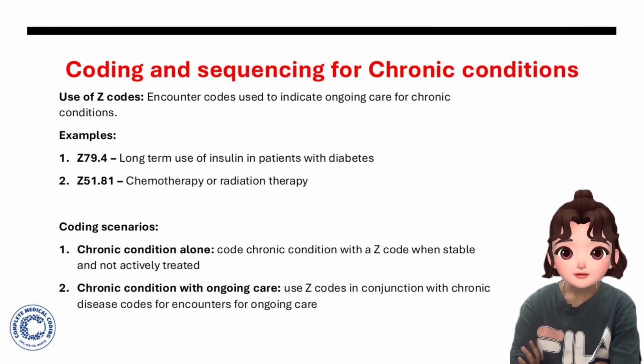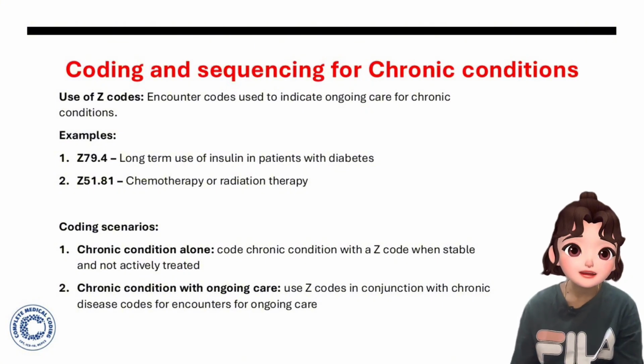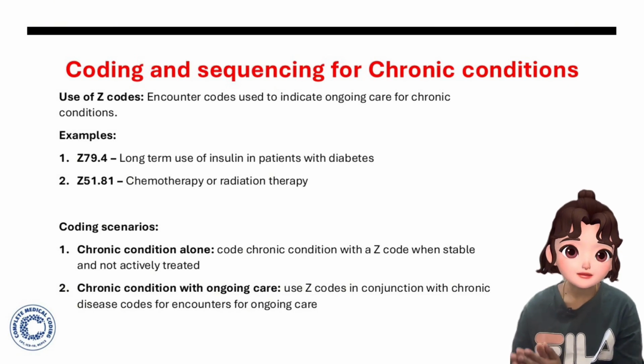Now, coding scenarios. Chronic condition alone. When do we use the chronic condition alone? Code the chronic condition alone when it is stable and not actively treated. When the treatment is not actively done, when it is not actively treated, when it's a stable condition, then you code the chronic condition alone, without a Z code.